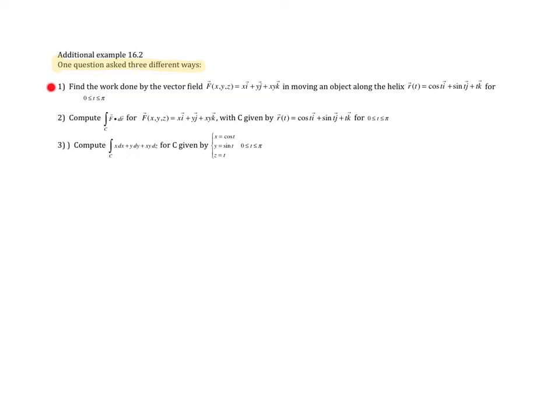So you could be asked, find the work done by a given vector field in moving an object along this curve, this helix, for t goes from 0 to pi. You might be asked, compute F dot dr with vectors for this vector field and this curve. You might be asked, compute this integral here in differential form for this curve given parametrically. All these are the same question. So what I want to do is just show you how you would work each of them.